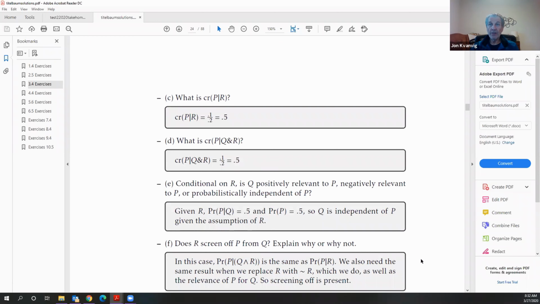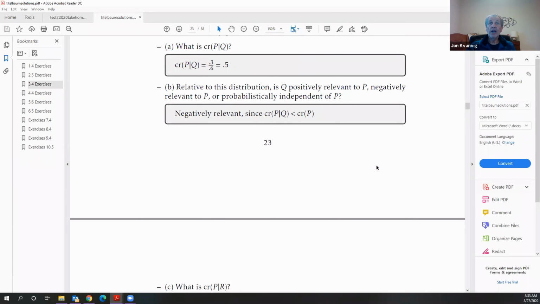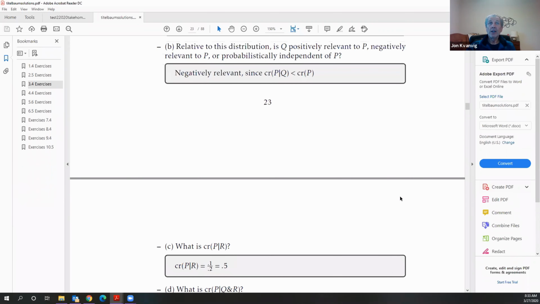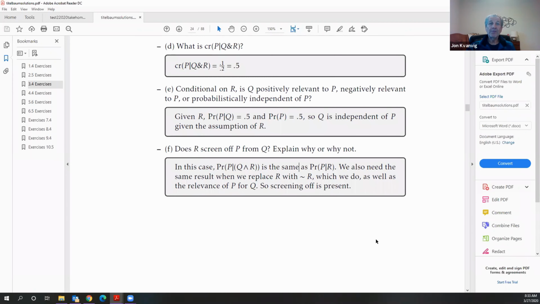Does R screen off P from Q? So screening off requires 3 claims. The first one is what we had in the answer to problem E. These two probabilities have to be the same. They have to stay the same when you replace R with not R, and they do that. And then we have to have the relevance of P for Q, which we do have in our answer to B. So yes, screening off is present.